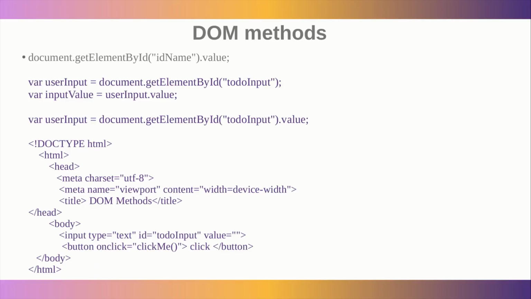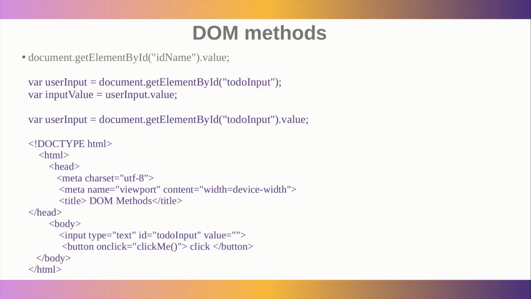Okay, let's talk about the value property. The value property will fetch or set the value of an input element. So what does this mean? In our example, we have referenced the input field which has an ID of todo input by var user input. The value property of the input field, or simply var user input, is then accessed using the dot notation followed by the word value, and we store this in var input value. I've included the HTML down below in case you'd like to go over it.